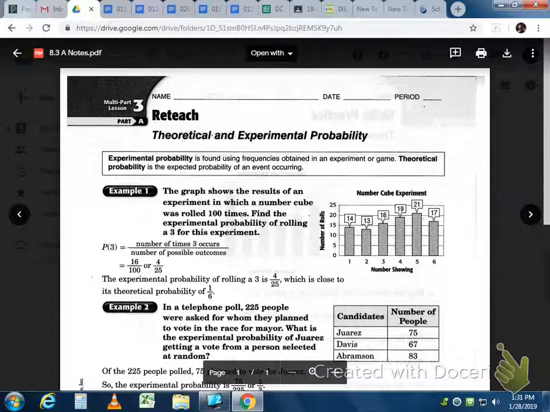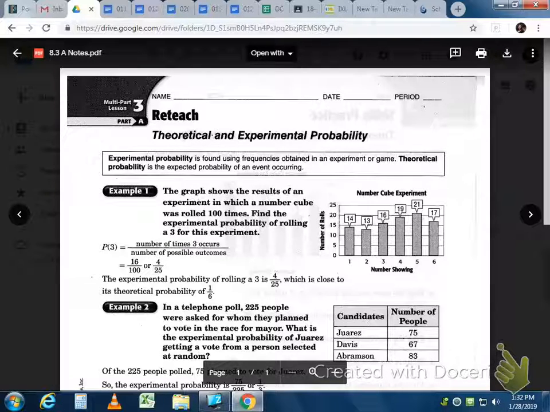It says the graph shows the results of an experiment in which a number cube was rolled 100 times. It's important that you know the total number of times. So the number cube was rolled 100 times. The graph shows how many times they rolled each number. How many times did they roll a 1? 14. Okay, so the bar on the bar graph shows how many times for each number. Which one came out the least amount of times? 2. Came out only 13. Which one came out the most? 5. Okay, so that was their number cube experiment.